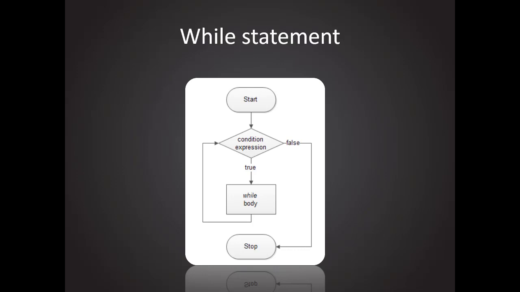The while statement is equivalent to a for loop at some point. As you can see, first it will go to the condition expression. If it's false, then it will go to the stop or the rest of the code. If not, it will run the while body until the condition is false. That is the while statement.